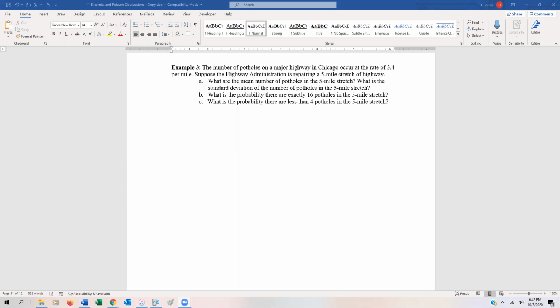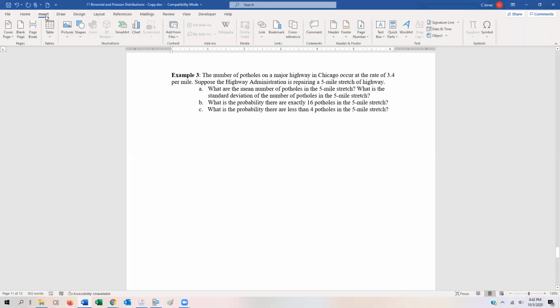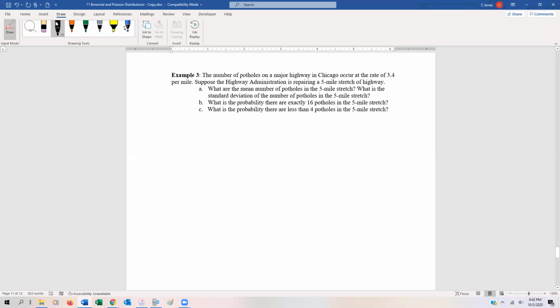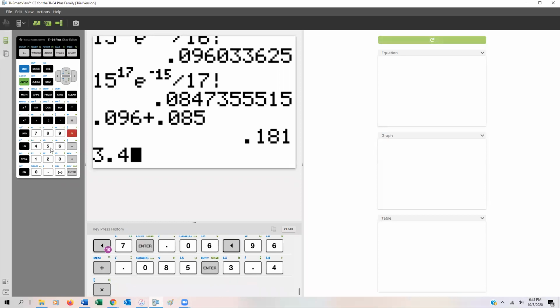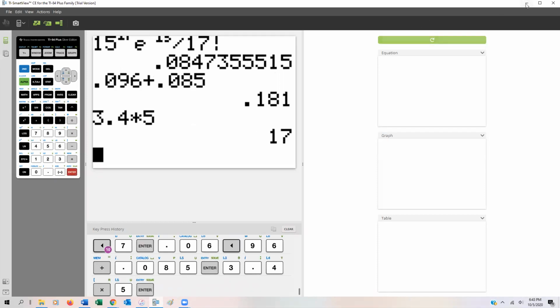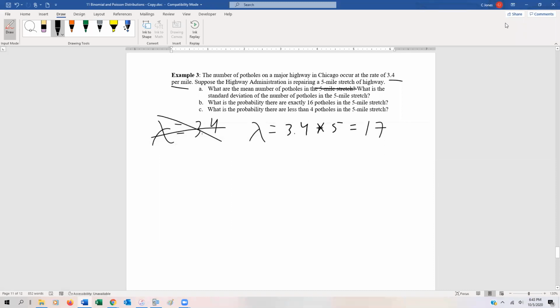Most people initially looking at this problem might say, okay, lambda is going to be 3.4, based on what we already know. But that is not correct, because that's 3.4 per mile, and we're looking at a 5-mile stretch. So lambda is actually going to be 3.4 times 5, which should work out to be 17, but let's verify that. 3.4 times 5, and that's indeed 17. So you have to be careful when you read the instructions to see if you're extending that.